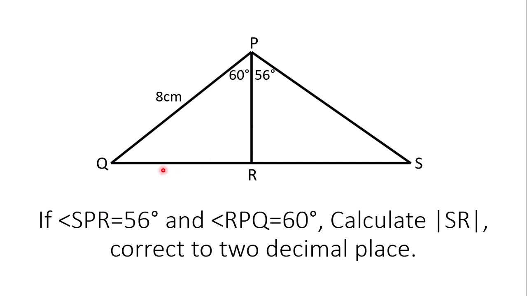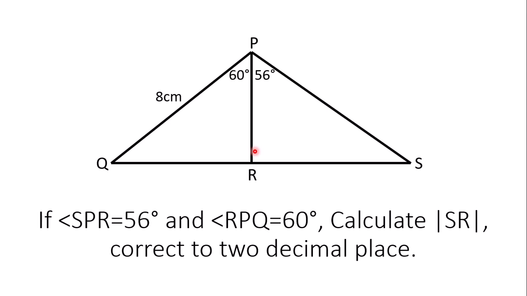Though when you choose sine, it will also give you this side over this. But when you get this side, what are you going to do to get this side? Unless you calculate maybe the other side, and that's going to be a waste of time. So to avoid that, we're just going to choose cos. That is, cos 60 will be equal to PR over PQ, and PQ is 8 centimeters. So cos 60 will be equal to PR over 8 centimeters, and PR will be equal to 8 times cos 60. And that will give us the length of PR.